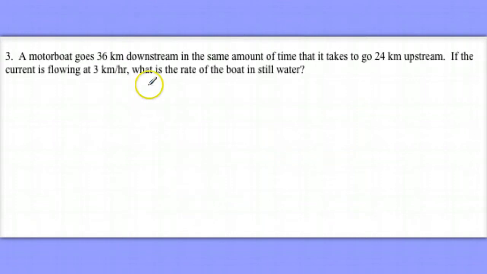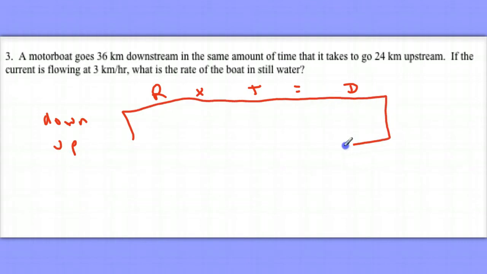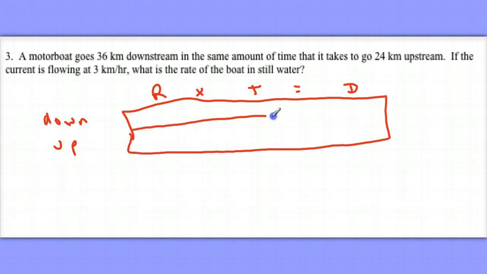Here we have a motorboat, and once again we're going to have rate times time equals distance. And we have a motorboat going downstream and also going upstream. And it says that the motorboat goes 36 kilometers downstream in the same amount of time it takes to go 24 kilometers upstream. So let me put the distances in here. 36 downstream, 24 upstream, and the amount of time is the same.